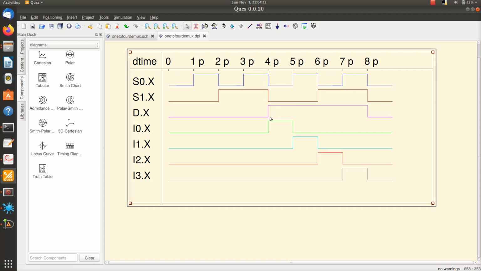Now the data is 1, so I0 becomes a high. At this time this becomes a 0 1, so I1 becomes a high. You can see that I1 becomes a high because the data is high. And at this point it is a 1 0 case. Here I2 becomes a high. And at 1 1, this I3 becomes a high because data is high from 4 picoseconds to 8 picoseconds. So this is how a multiplexer places data on different output lines.